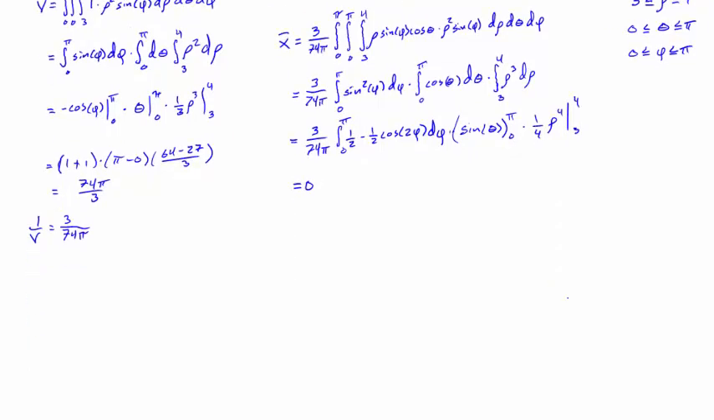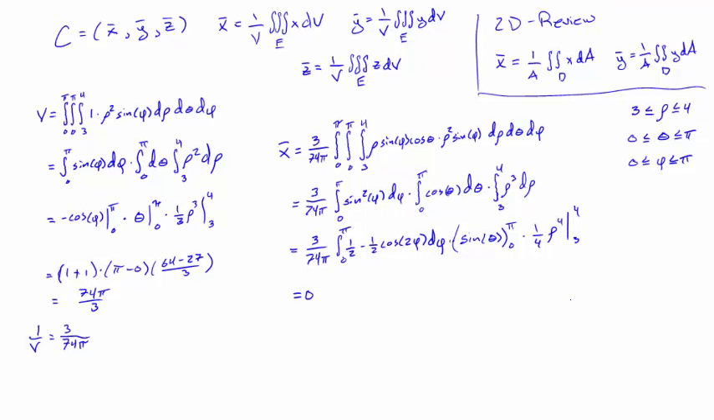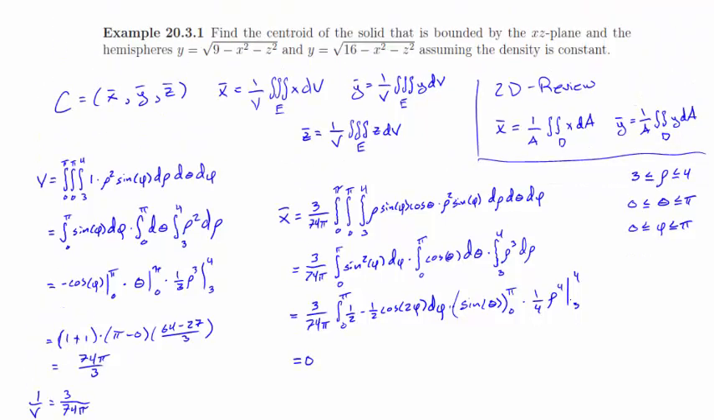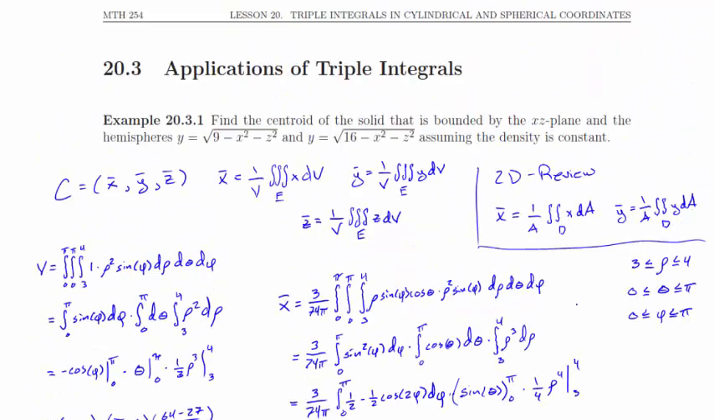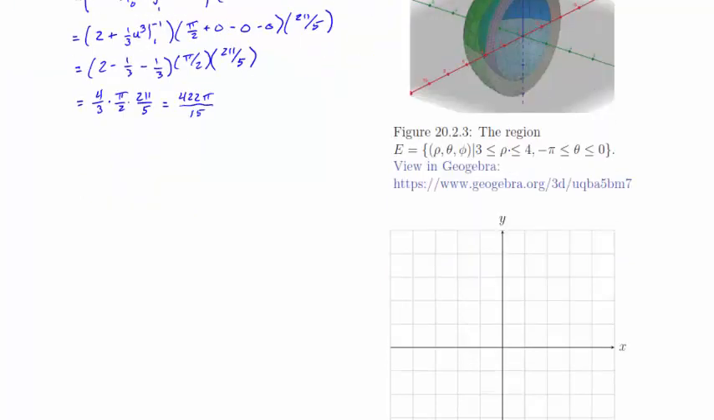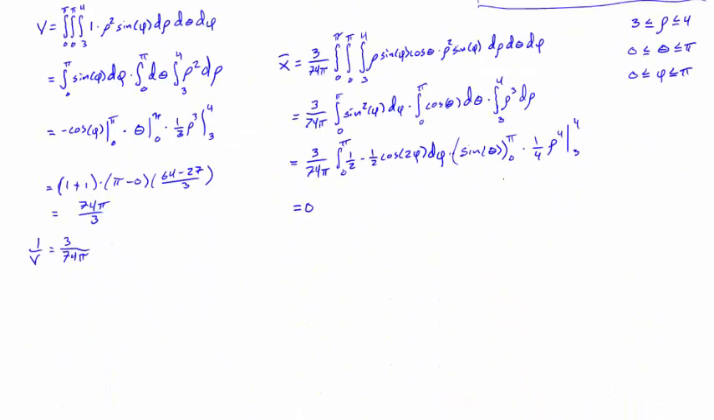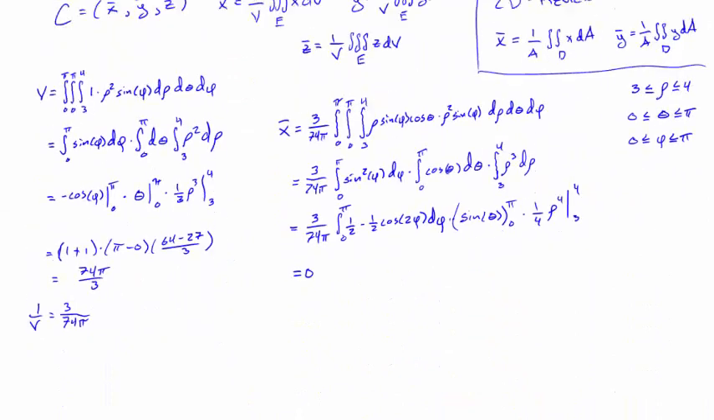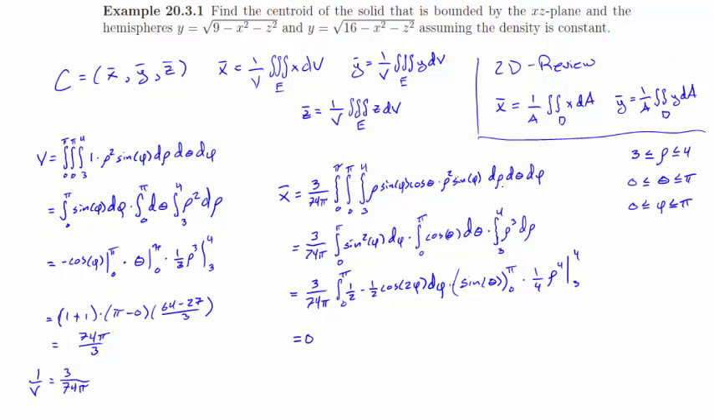Now, this actually makes sense when we think about the solid that we're looking at. If we're looking at this solid, the average x value is clearly 0 in between these. In fact, we should get that the average z value is also 0. It's the average y value that's going to be interesting here. So let's do the average z value just to get that 0 before we do the hard work of the average y value.